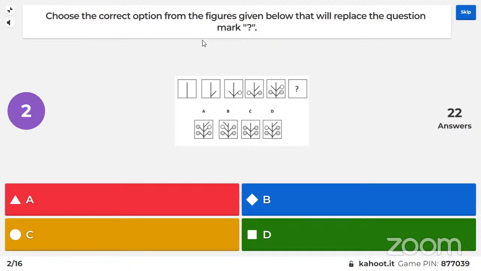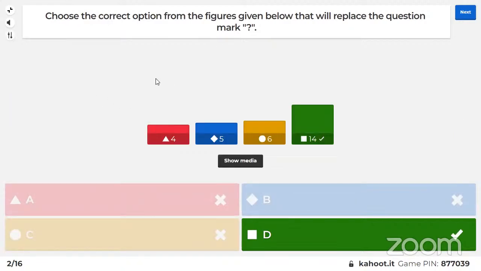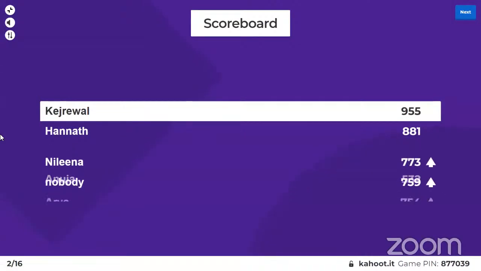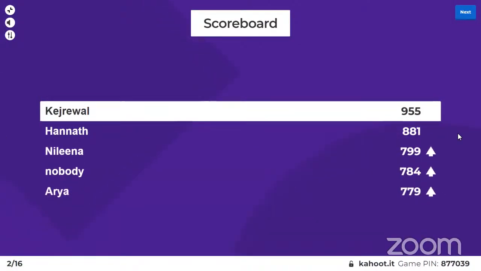All right, time's up. Which one is the figure that replaces the question mark? The answer is D. I think many of you have made it correct. Scoreboard again. Kejriwal still on top with 955 points. Second spot we have Annath with 881 points. Third spot we have Nilina. Fourth spot we have nobody, and fifth spot we have Arya. So all places got filled. That's all from the scoreboard. Moving on to the third question.